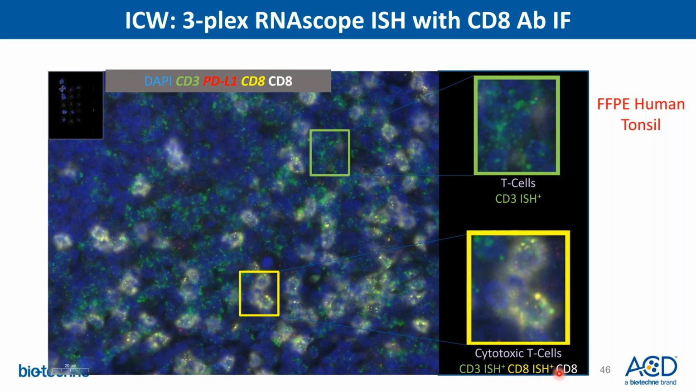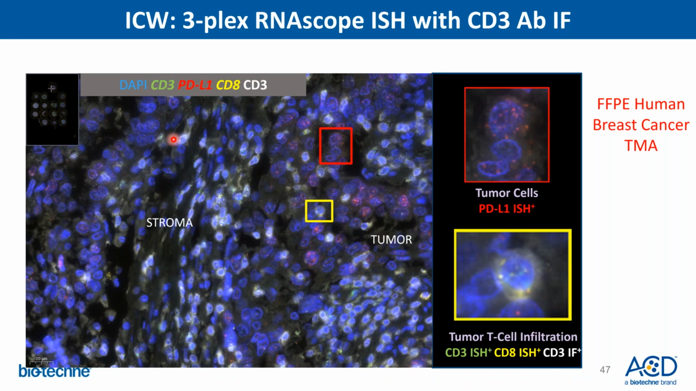Okay, and then the final example I wanted to show you is with a tumor sample. We are looking at FFPE human breast cancer TMA in this case, with the same markers again with CD3 antibody. On the slide, you see a nice demarcation of the stroma, separated from the tumor, which has the PDL1 positive cells in red. But what you're also seeing in the yellow box is potential tumor T cell infiltration, which is depicted by CD3 and CD8 RNA positive and CD3 IF positive cells.